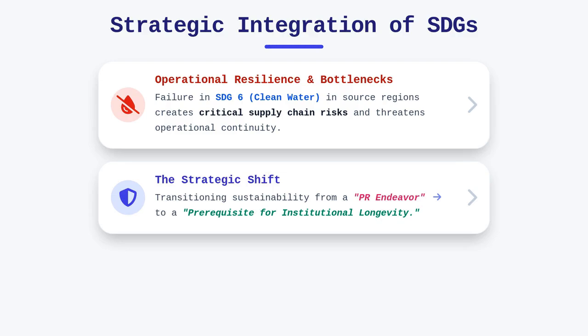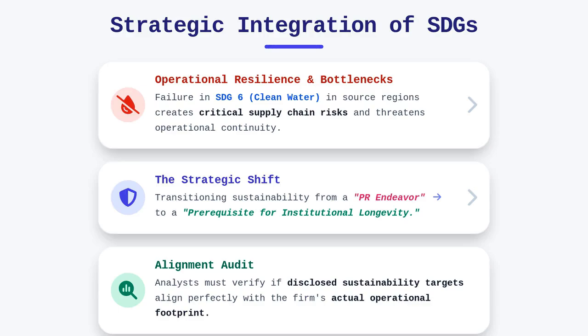This shift represents a transition from viewing sustainability as a public relations endeavor to treating it as a prerequisite for institutional longevity. Analysts must therefore evaluate whether a company's disclosed sustainability targets align with the specific challenges identified in their operational footprint. When these are misaligned, we frequently encounter the risk of reputational damage or regulatory scrutiny, which ultimately affects the enterprise value.